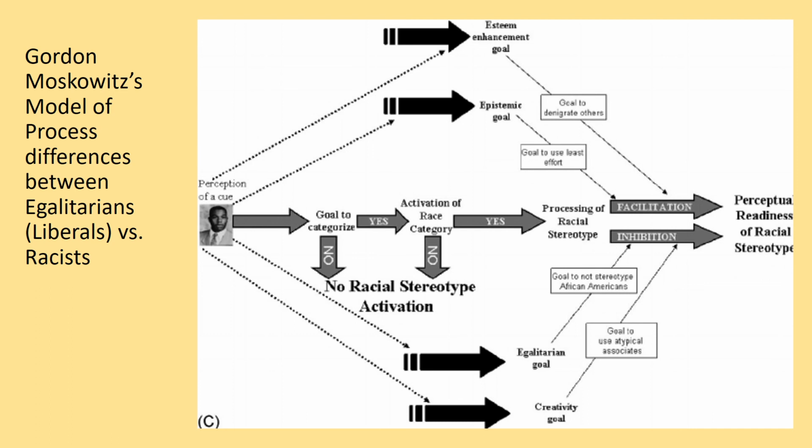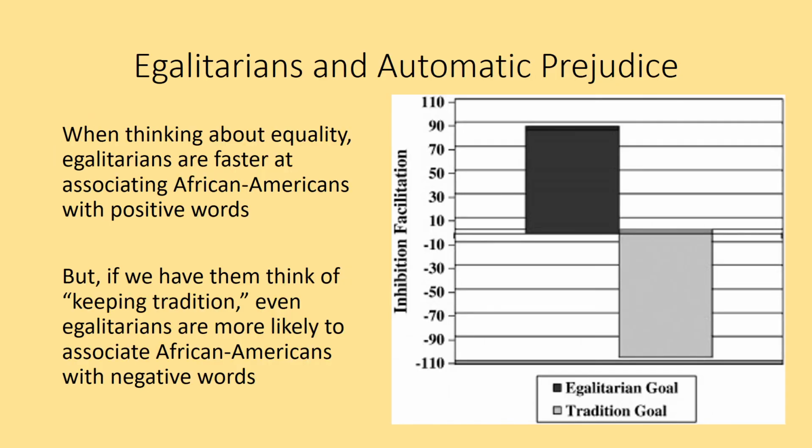Okay, so that's what he would say are the biggest, or four of the different processes, right? Two that are more associated types of goals, and they lead to these different kinds of activation of the stereotype for the racist versus egalitarians. Here's some more evidence that he's developed about how unconscious biases tend to be weaker with egalitarians. Here he had egalitarians brought into the lab, and he told them to think about equality, which they do most of the time, right? Or he said, think about keeping tradition.